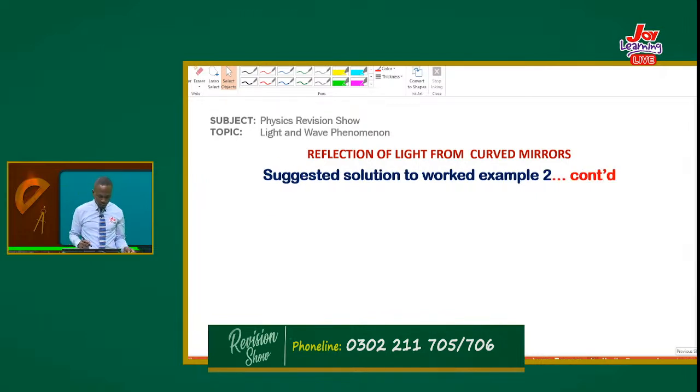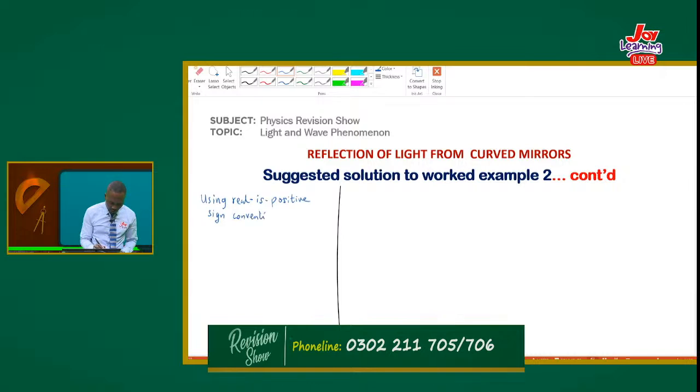So I want to put down my parameters. We'll be given the object distance. So still I'll use the real is positive sign convention. So I'm going to apply that.